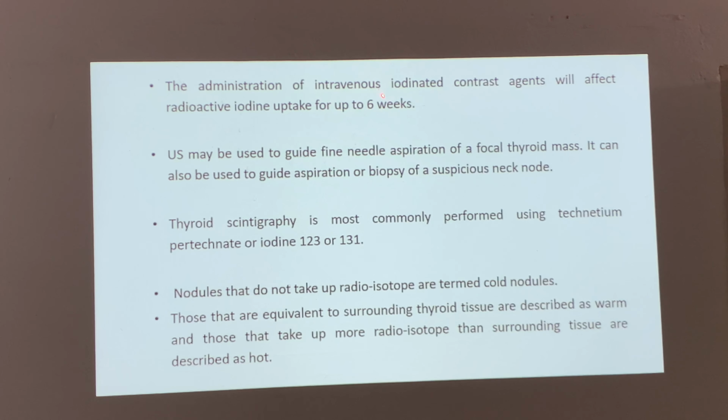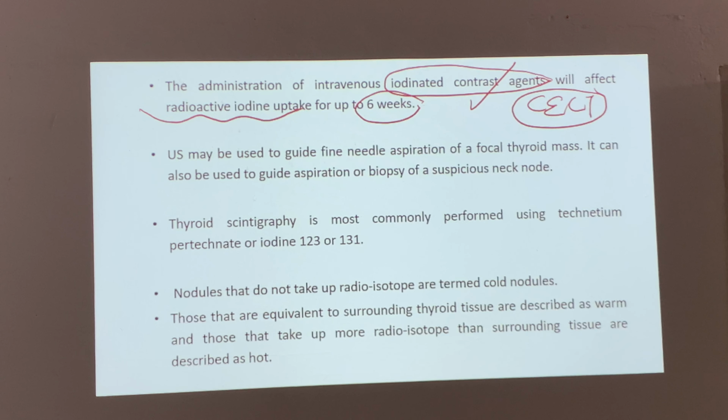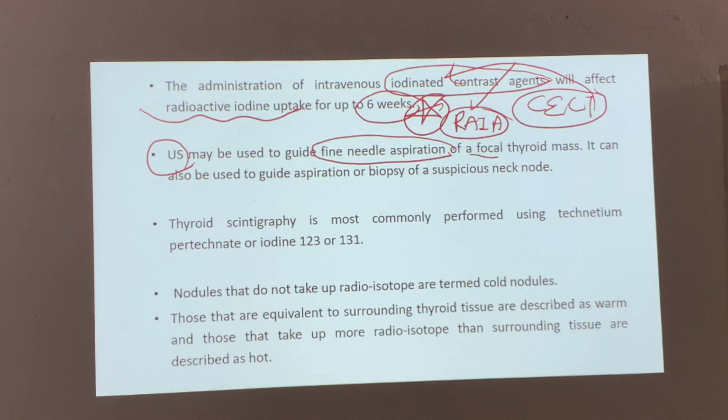If you are giving iodine, it will compete with the radioactive iodine ablation. That is the concept here, keep it in mind. Till 6 weeks you cannot give radioactive iodine ablation. You cannot go for radioactive iodine ablation if you are going to go for iodine contrast agents. That first point you have to keep in mind. And as well ultrasound along with FNAC. So USG guided FNAC of a focal thyroid mass is going to help us in aspiration or biopsy of the suspicious neck node. This is a known point for us.